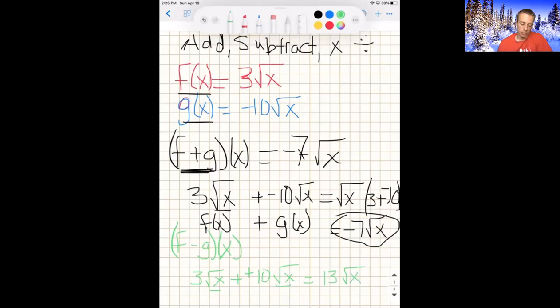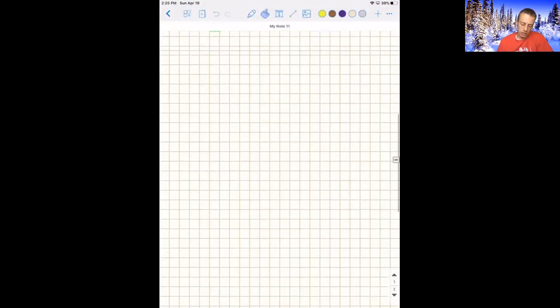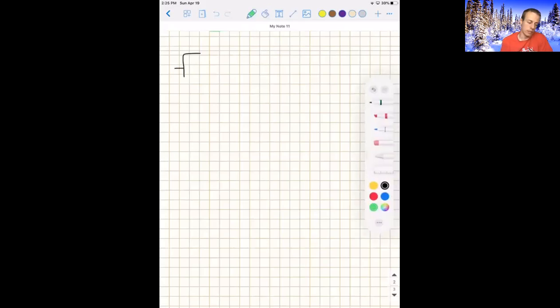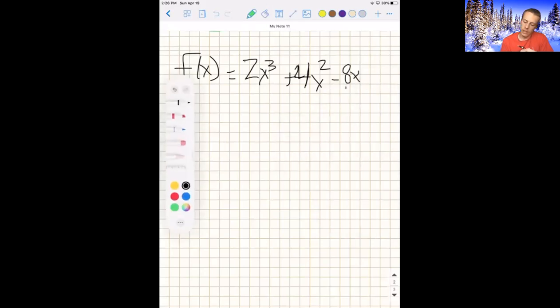Let's try another example here. Let's do one more. So this time, let's say we have two functions. We're going to call f of x this time, f of x this time is going to be 2x cubed plus 4x squared. Whoa, 4x squared. Let's tidy that up a little bit. Minus 8x. All right, and we'll have a plus 4 on the end.